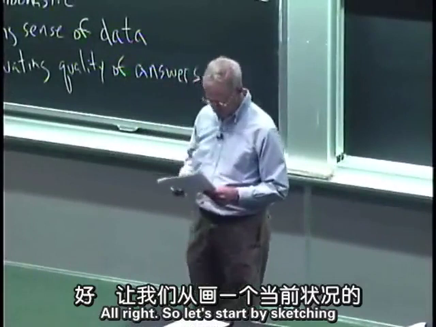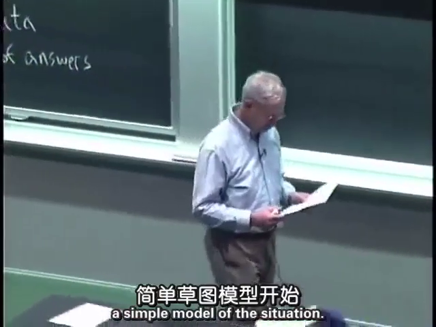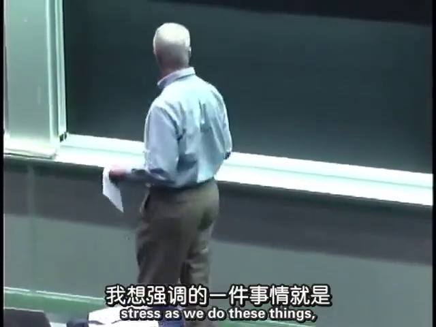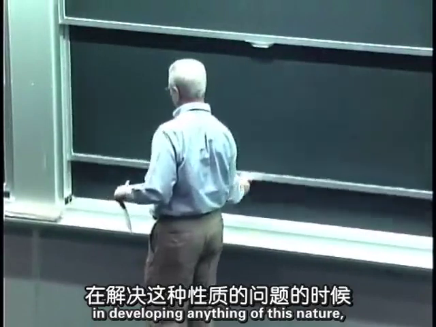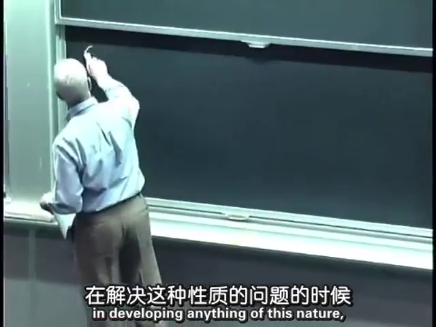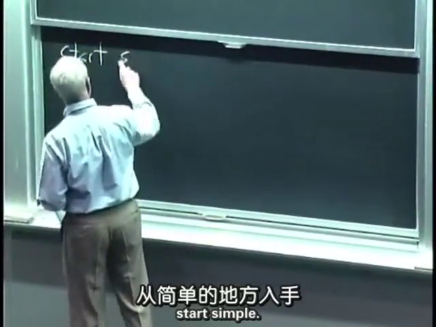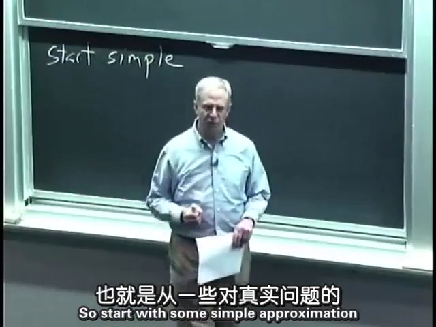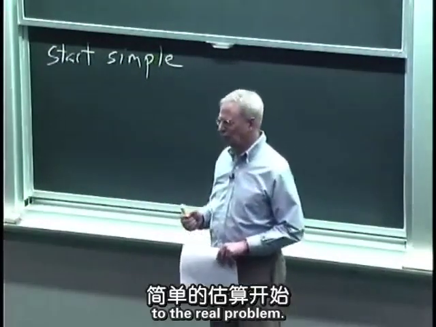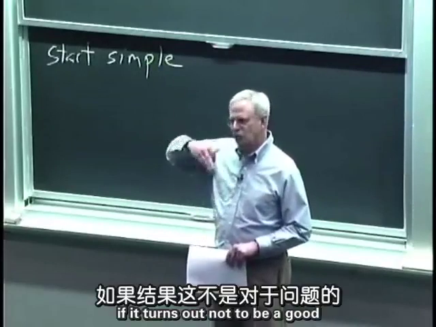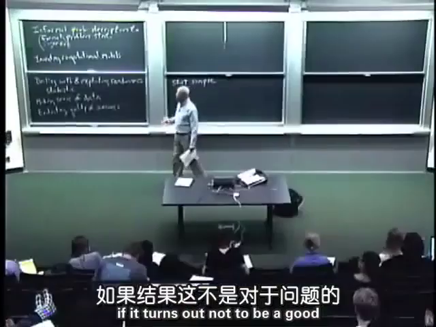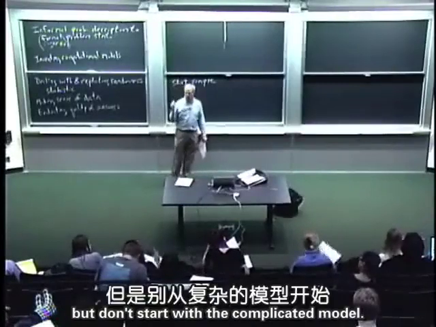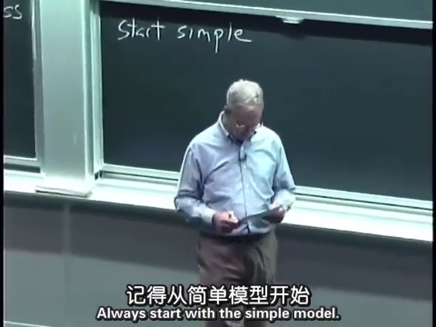So let's start by sketching a simple model of the situation. And one of the things I want to stress as we do these things, in developing anything of this nature, start simple. So start with some simple approximation to the real problem, check that out, and then if it turns out not to be a good enough model of the world, add some complications. But don't start with the complicated model. Always start with the simple model.